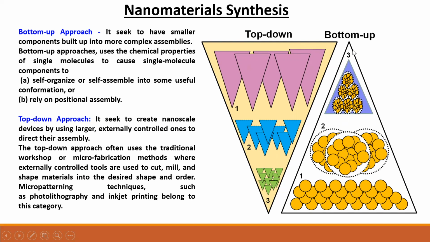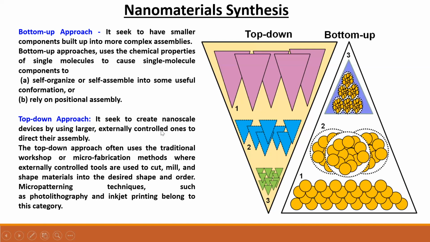So the top-down means we are going from the larger to the smaller, and the bottom-up says that we are going from the smaller to the larger. So we are going in the opposite direction. The bottom-up approach seeks to have smaller components built up into more complex assemblies. The bottom-up approach uses the chemical properties of single molecules to cause single-molecule components to self-organize or self-assemble into some useful conformations, or relies on positional assembly.